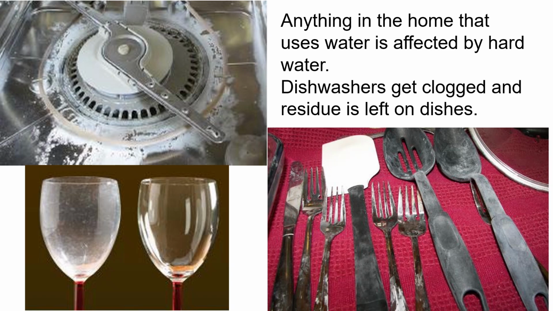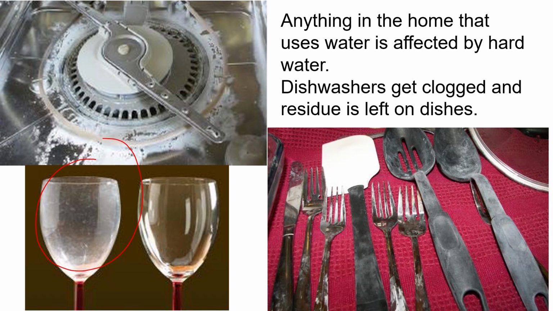So let's review some hard water problems. Anything in the home that uses water is affected by hard water. Dishwashers can get clogged. Ice makers especially get clogged. Anything that has a very fine spray of water has a tendency to get clogged because it's a very small opening for water, and then the water can't get out anymore. You also get residue left behind on dishes.